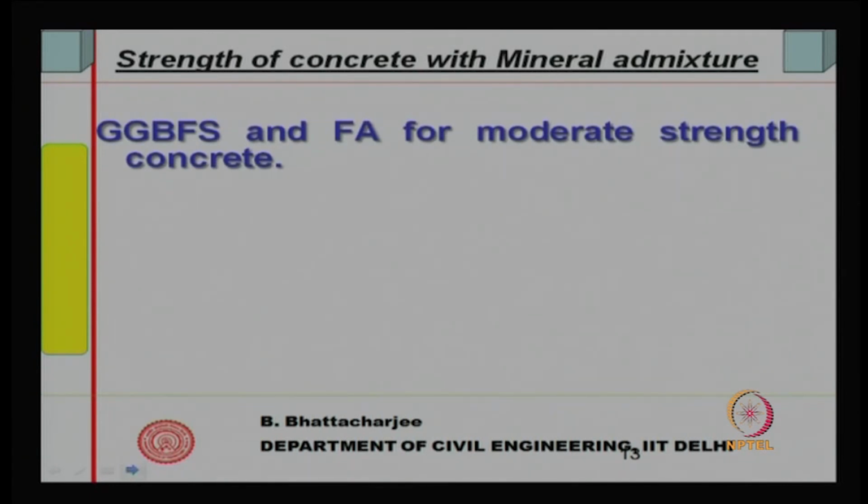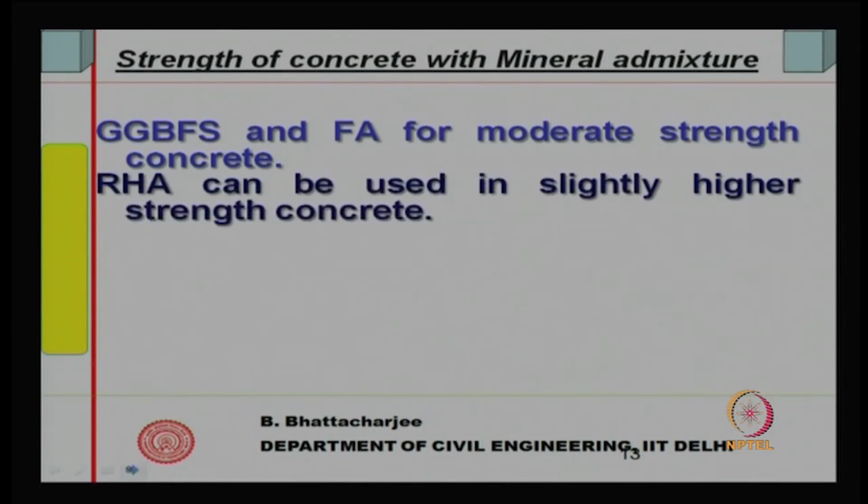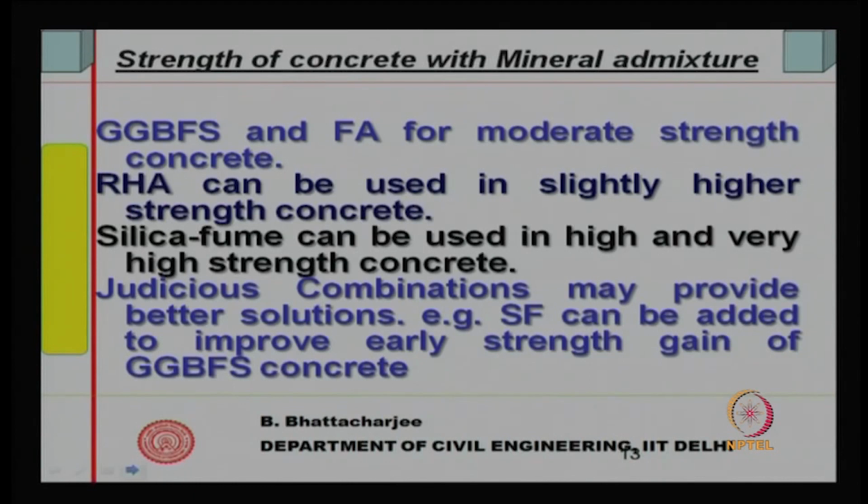Right. Therefore, GGBFS one would prefer for normal strength to moderate strength concrete. Rice husk ash can also be designed for slightly higher strength concrete. Silica fume can be used for very high strength concrete, and therefore, you can have even judicious combinations of silica fume and fly ash, etc.